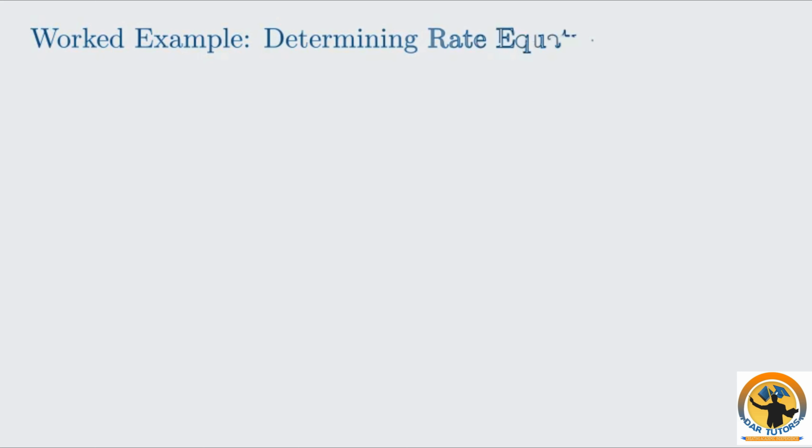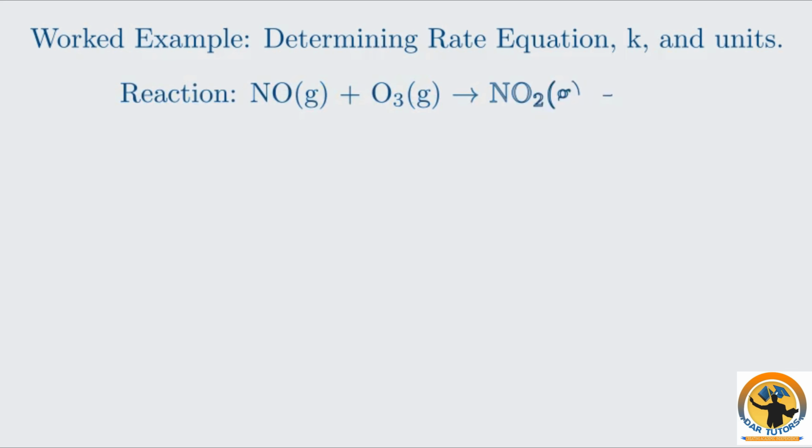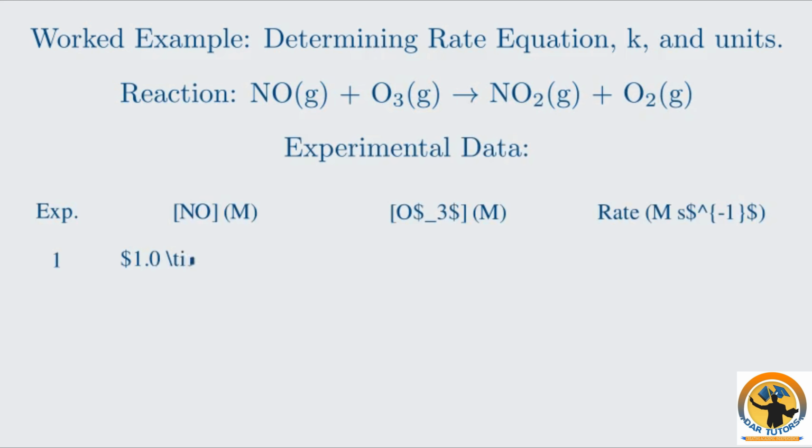Now that we know how to find the reaction orders, let's look at a worked example to tie everything together and determine the units of the rate constant. We will determine the rate equation, calculate the rate constant k, and specify its units from experimental data. Consider the reaction between nitrogen monoxide and ozone. NO gas plus O3 gas yields NO2 gas plus O2 gas. Here is our experimental data.